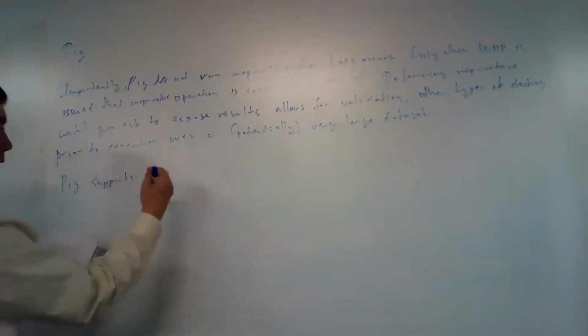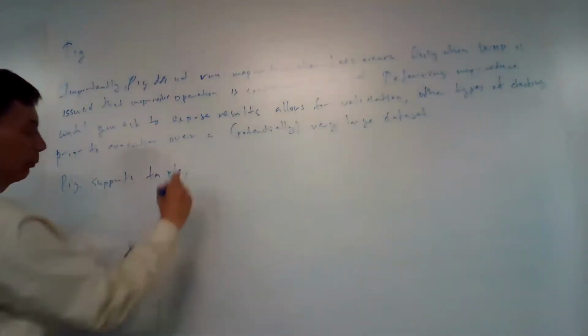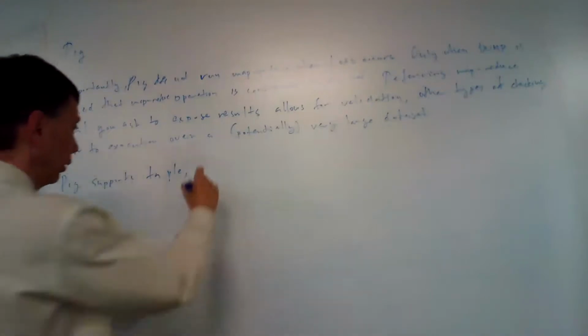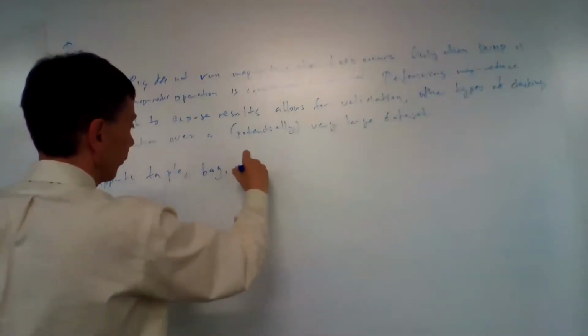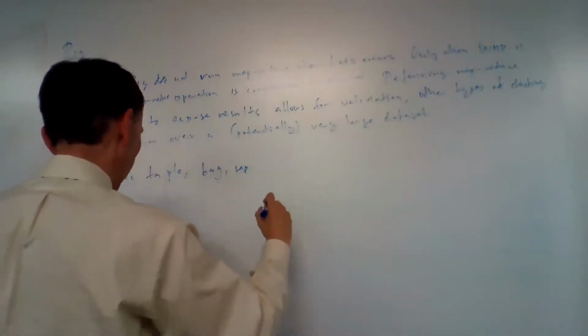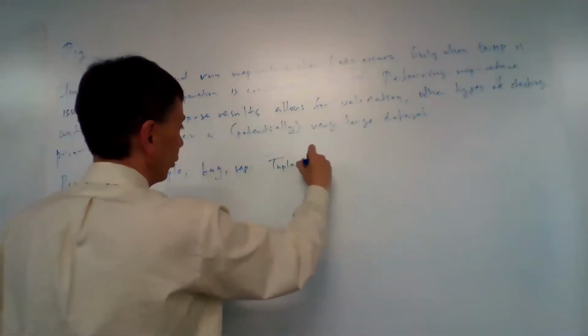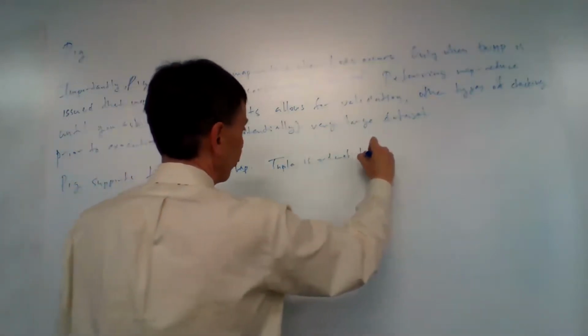In addition to your standard int, float, char array, and other things like that, Pig does support a few other built-in data types. So Pig supports tuple, which if you programmed in Python, you'll know what it is, bag, and map. So a tuple is an ordered list of fields.